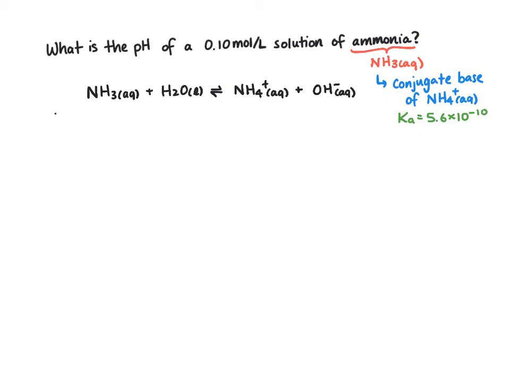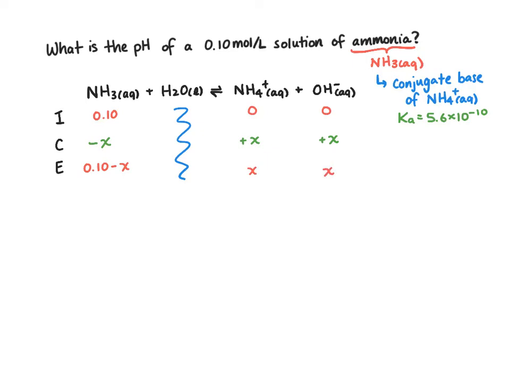So we're going to just do our ICE table as per usual. So ICE down the side. The initial concentration of ammonia is 0.10 moles per liter. We never include water in our acid-base calculations, and we don't have any of the products to start. So we're going to represent our change with the letter X. So we're going to use up ammonia and produce ammonium and hydroxide at a 1:1 mole ratio. So our concentration at equilibrium will be 0.1 minus X, and then X and X.